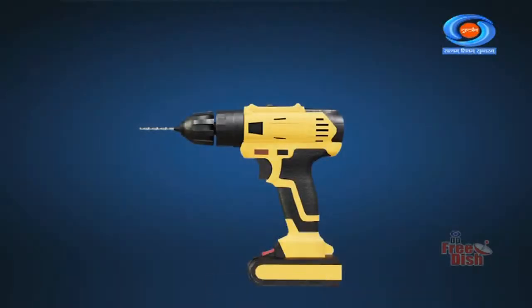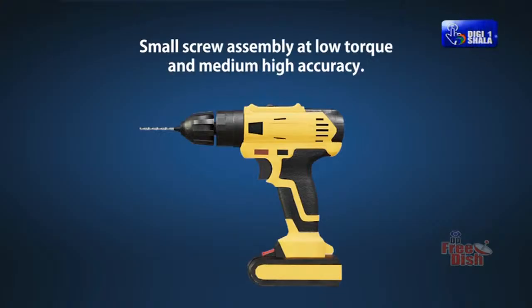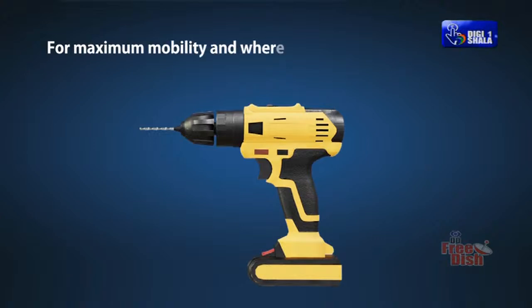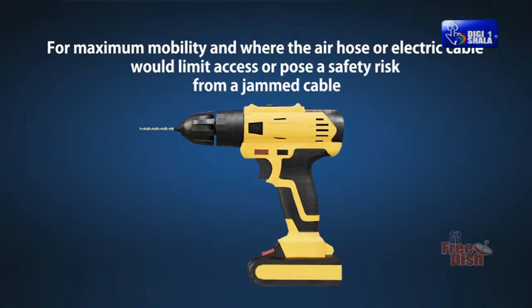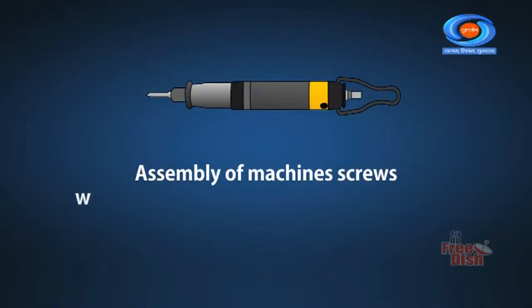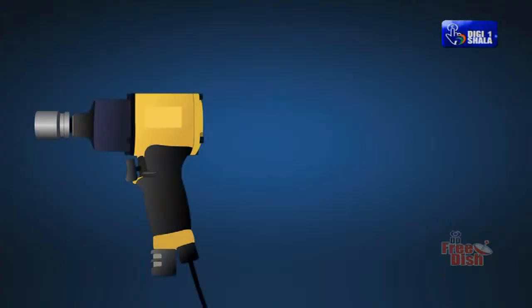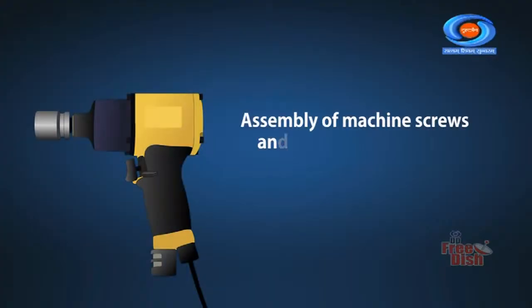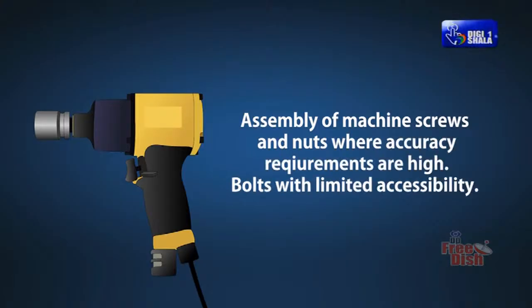Battery screwdriver. Small screw assembly at low torque and medium-high accuracy. For maximum mobility and where the air hose or electric cable would limit access or pose a safety risk from a jammed cable. Pneumatic screwdriver. Assembly of machine screws where speed and handiness are important. Medium accuracy. Nut runner. Assembly of machine screws and nuts where accuracy requirements are high. Bolts with limited accessibility.